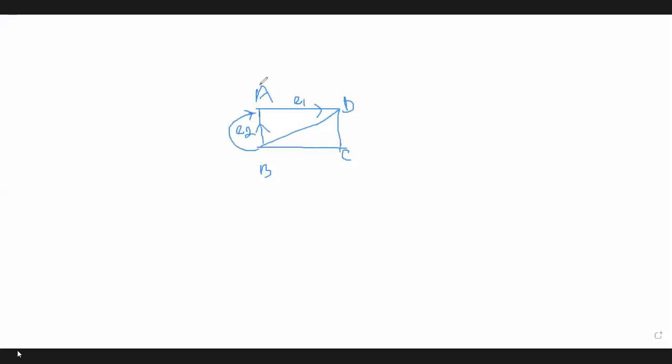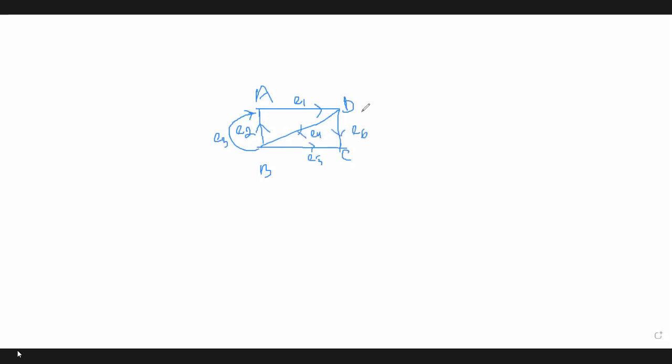E2 is from B to A, and there is another edge E3 from B to A, which makes it a multigraph, because these two nodes now have more than one edge. There are two edges from B to A. Okay, so now we can take another edge from D to B, and that edge is E4. And then from B to C, that is E5. From D to C, that is E6.